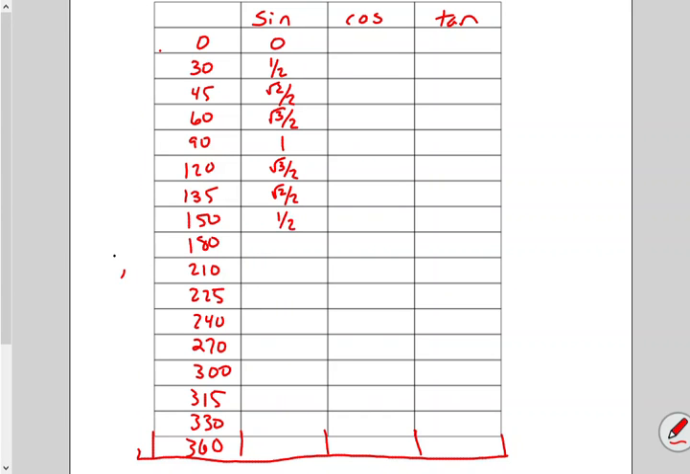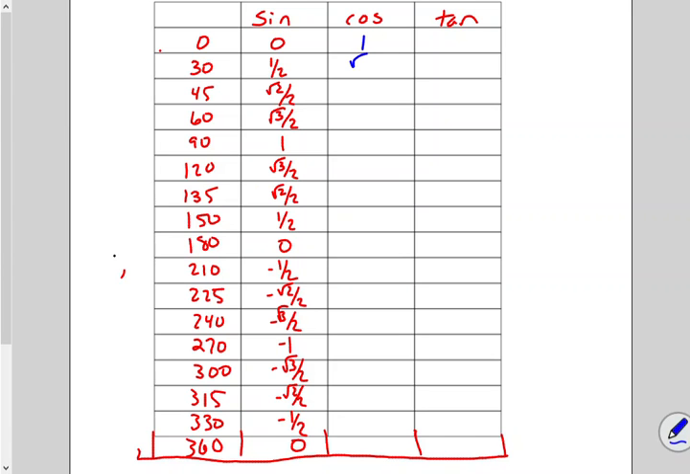Remember that relationship, to 0, and then it goes negative 1 over 2, negative root 2 over 2, negative root 3 over 2, and negative 1. Then it starts to count back, negative root 3 over 2, negative root 2 over 2, and negative 1 over 2, back to 0. Whereas cosine does the opposite.